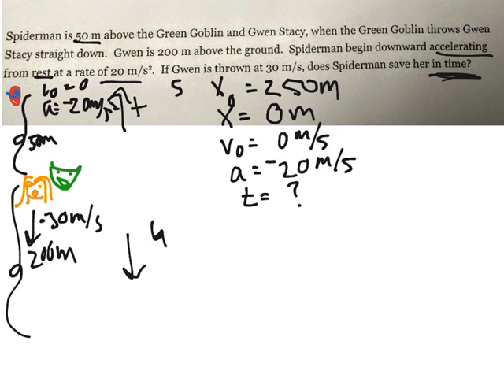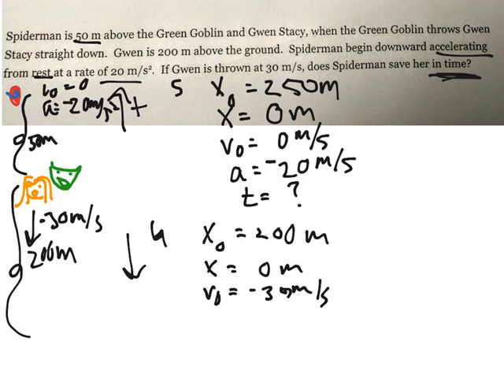For Gwen, she has an x naught of 200. She's up there with the Green Goblin. Alright, again, her final would be the ground, but for her that doesn't mean saving. That means it's over if she gets to the ground before Spider-Man. Her initial velocity is negative 30 meters per second.